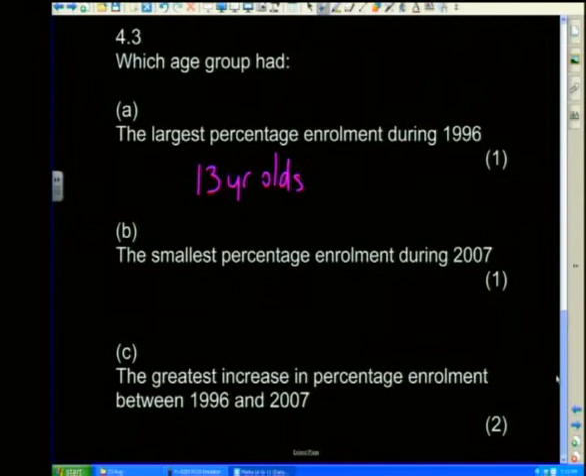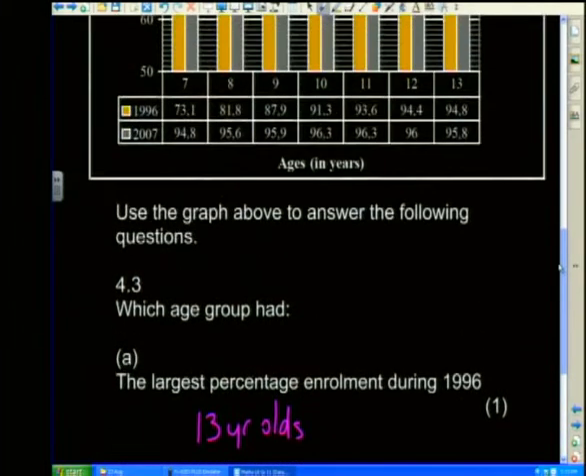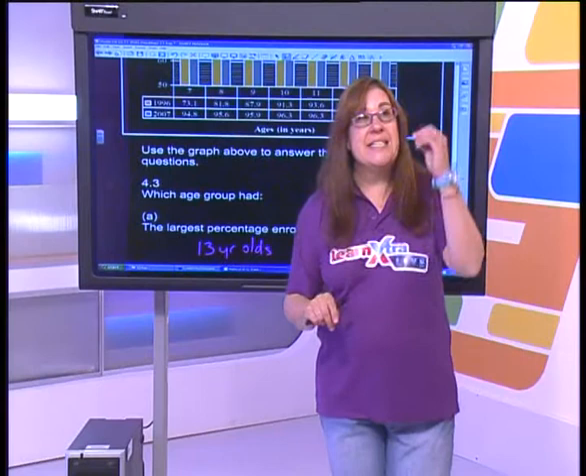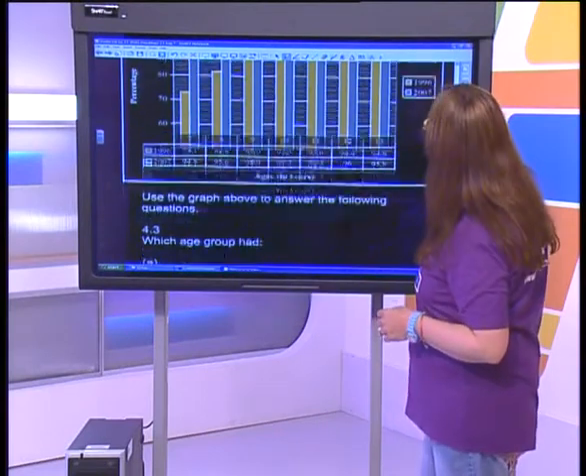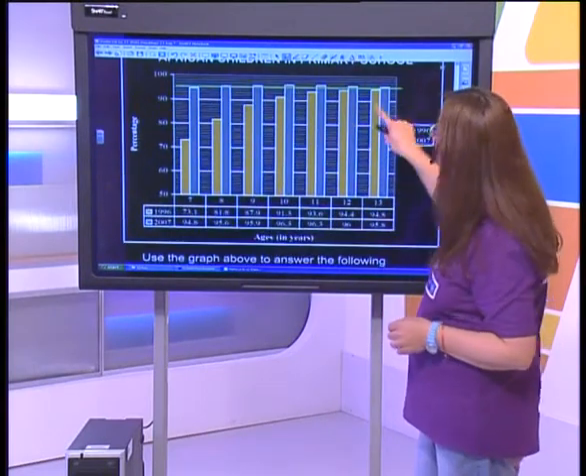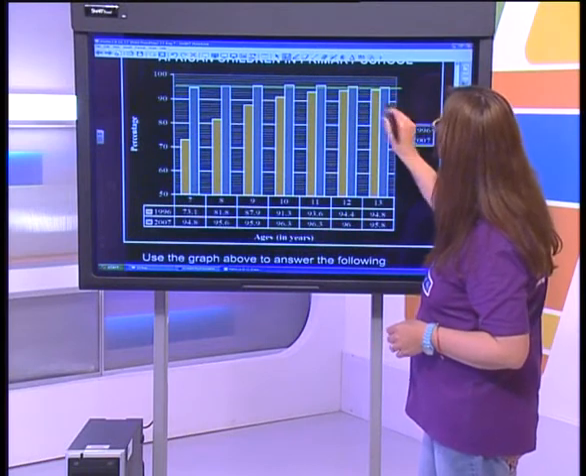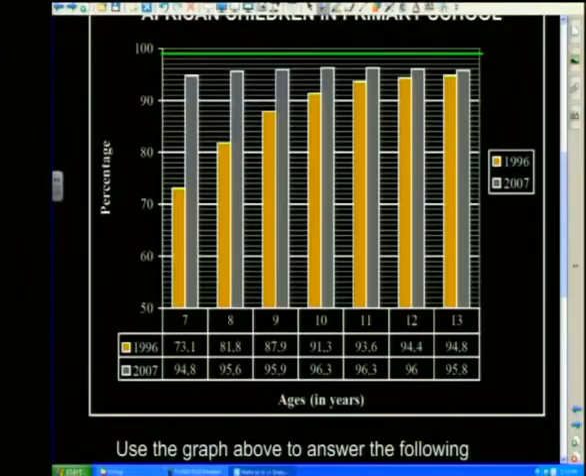Okay, and the next question says, the greatest increase in percentage enrollment between 96 and 2007. So now for our percentage increase, we need to look at the difference between the two. We can possibly see this on the graph. Now we can see on our graph the difference between those two. Okay, let's move that away now.